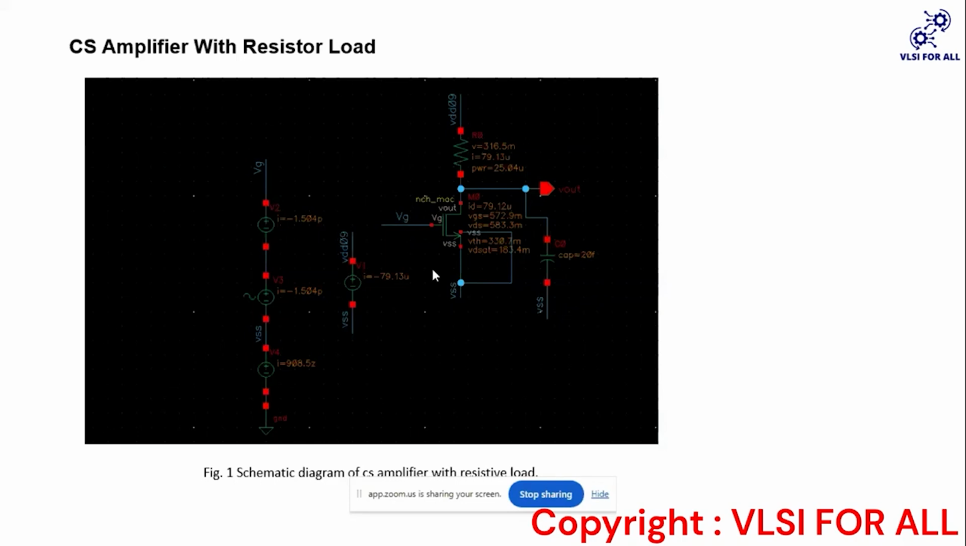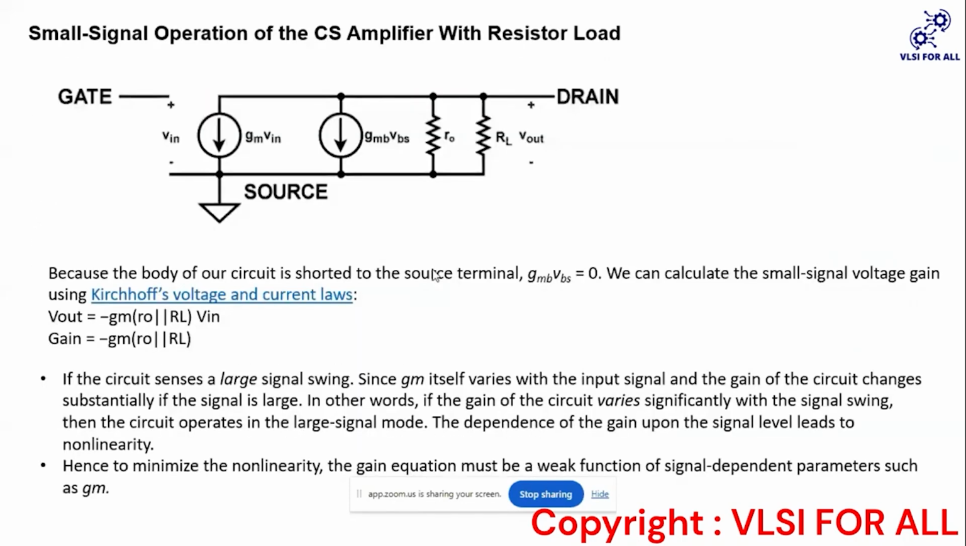and then there will be non-linearity between the input voltage and that current, and because of that there will be non-linearity of the gain. So here it's mentioned that if the circuit sees a large signal input swing, the gm itself varies with the input signal, and the gain of the circuit changes. If the signal is large, as I have told you, the gain of the circuit varies with the signal swing, and the circuit operates in the large signal model. The dependence of the gain upon the signal level leads to non-linearity. So we don't want the gain to be dependent on the gm.